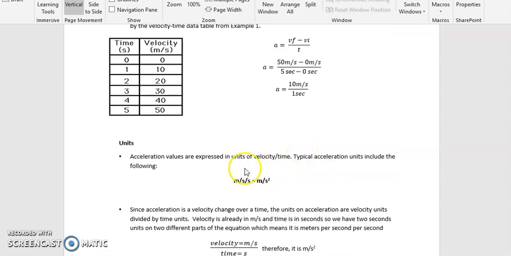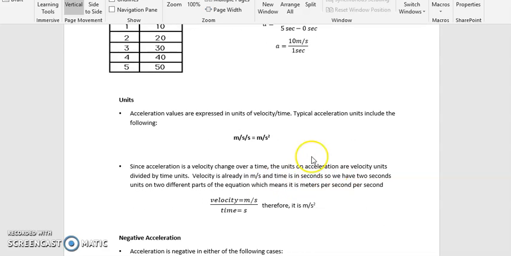So this is how the units of acceleration are written. Okay, so you have meters per second per second or meters per second squared. So to break that down, since acceleration is a velocity change over time, the units on acceleration are velocity units divided by time units. So velocity is equal to meters per second, time is equal to seconds. So these things don't cancel out. You end up with meters per second per second, and you can also write that as meters per second squared.